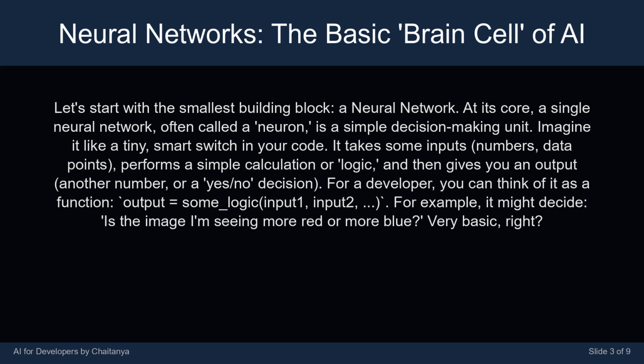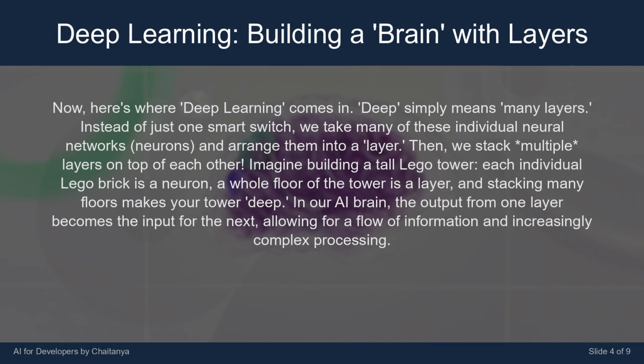Very basic, right? Now, here's where deep learning comes in. Deep simply means many layers. Instead of just one smart switch, we take many of these individual neural networks, neurons, and arrange them into a layer. Then, we stack multiple layers on top of each other. Imagine building a tall Lego tower. Each individual Lego brick is a neuron. A whole floor of the tower is a layer. And stacking many floors makes your tower deep. In our AI brain, the output from one layer becomes the input for the next, allowing for a flow of information and increasingly complex processing.